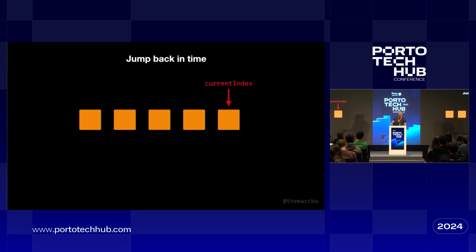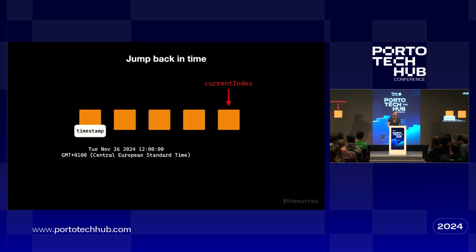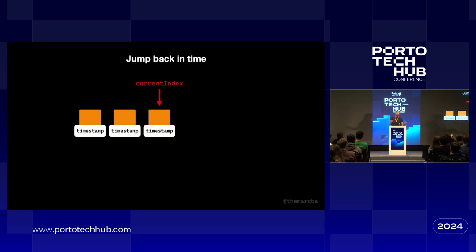So first, how do we even know where to jump back to? We need something like a timestamp. So we just take this timestamp, we smash it on all the state changes we have, and then we look for, if it's this much time in the past, we just cut it off. We just move the index and then we delete it. So that's what we are going to do with jumping back in time instead of jumping back in steps.